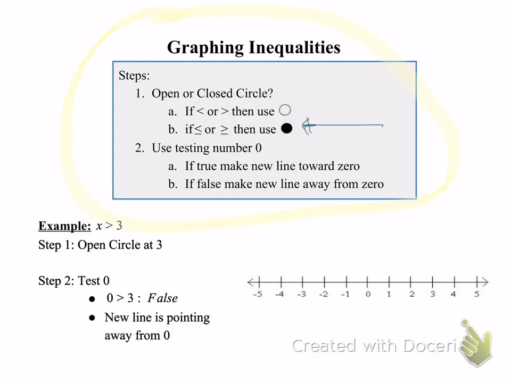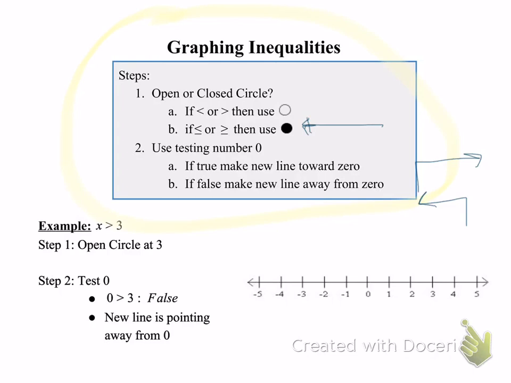Our second part is determining which way our arrow points, whether it goes this way or that way. To figure that out, you use a testing number, which is going to be 0 in most cases. Then you need to figure out if it's true or false. If it's true, your line is going to be pointing towards 0, because it's numbers that are close to 0. If it's false, that means it's going away from 0. That'll make more sense once we tackle some actual problems.